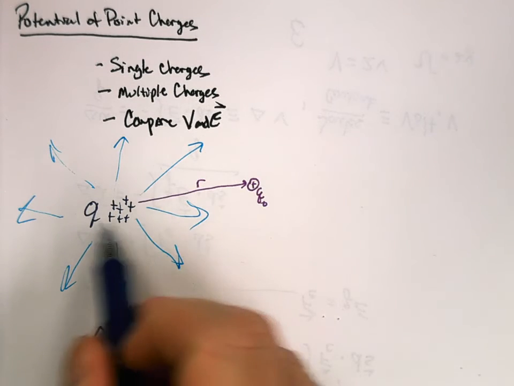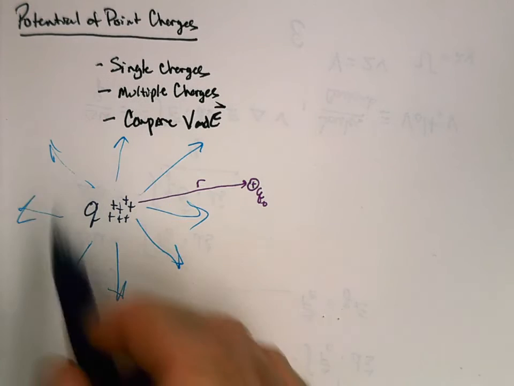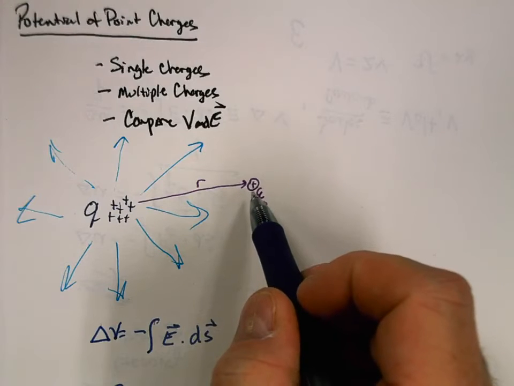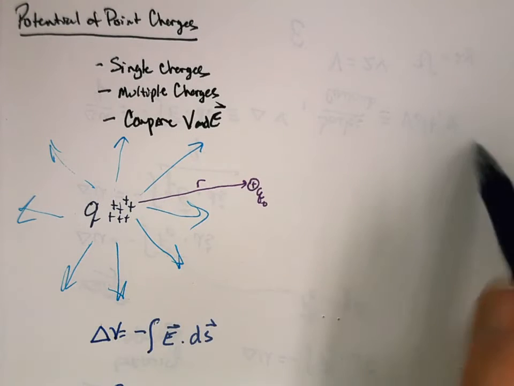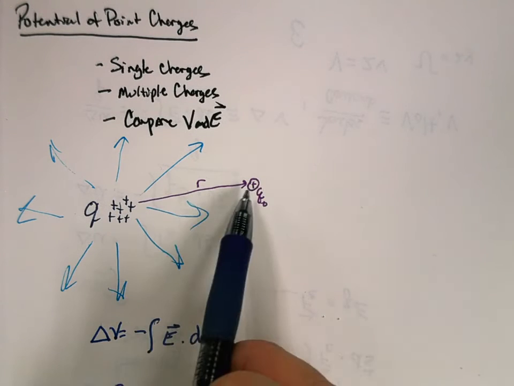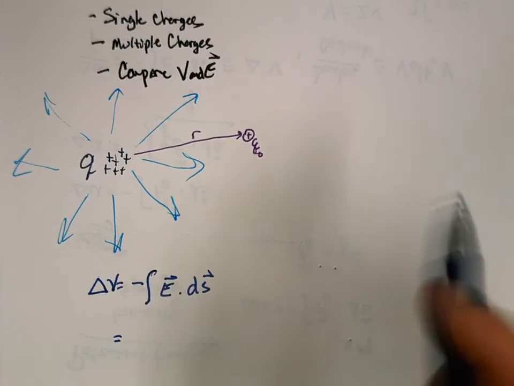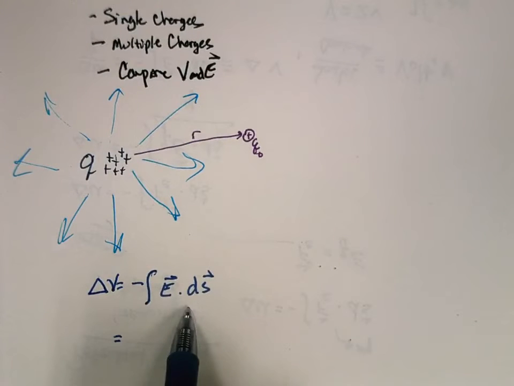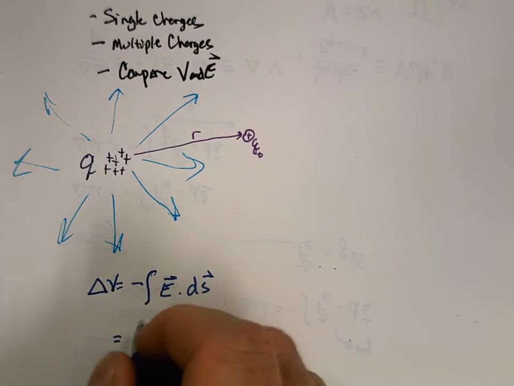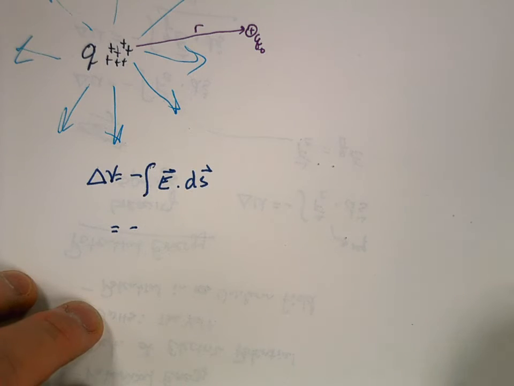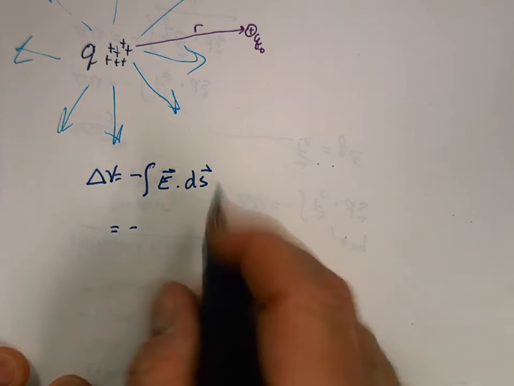So here's our charge with an electric field around it, and we bring a point charge in. To get a point charge in here, we've taken it from somewhere else, and it works its way in to that spot, which is the distance away from the source. Our change in potential is then given by the negative integral of E dot ds. We kind of blew through the math of this last time, so we're going to do it more rigorously here.